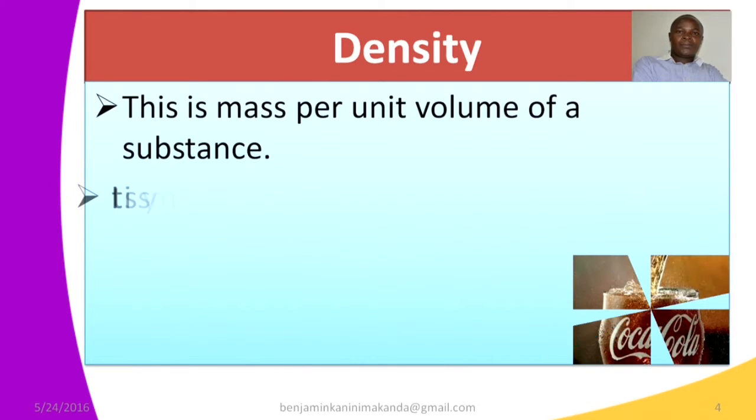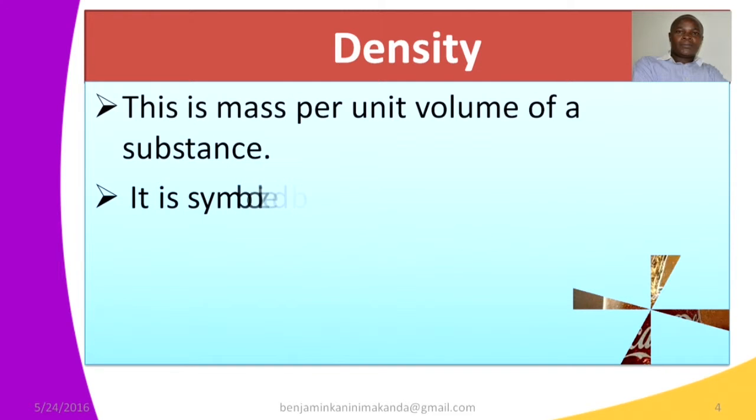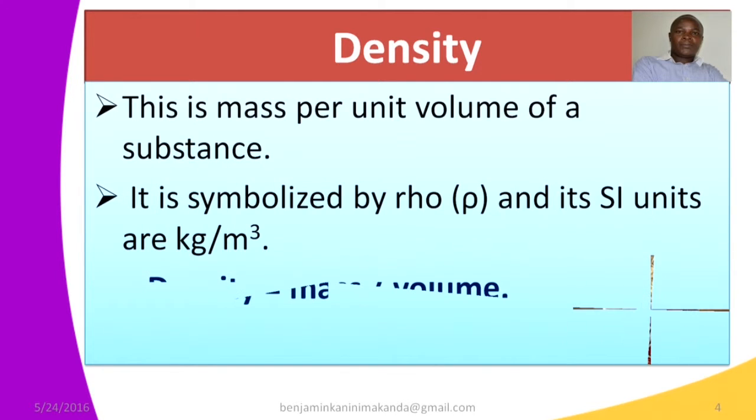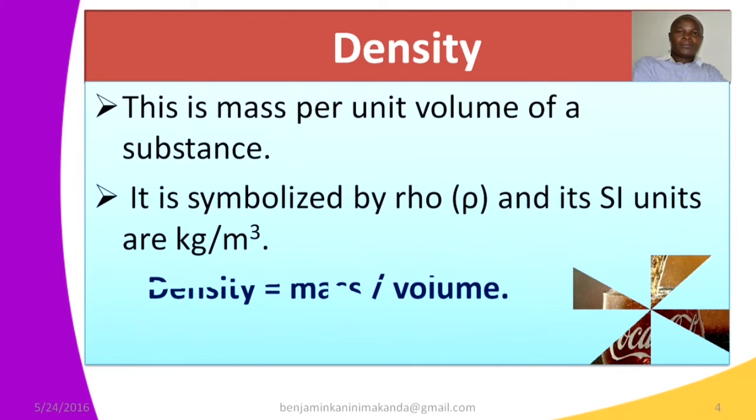Now, we have a specific way in which we express density. The density of a substance is symbolized by rho, and its SI unit is kilograms per meter cubed. How do we get kilograms per meter cubed? You take mass in kilograms, divide by volume in meters cubed. Therefore, the SI unit of density is kilograms per meter cubed, and we use the symbol rho to stand for density in most calculations.